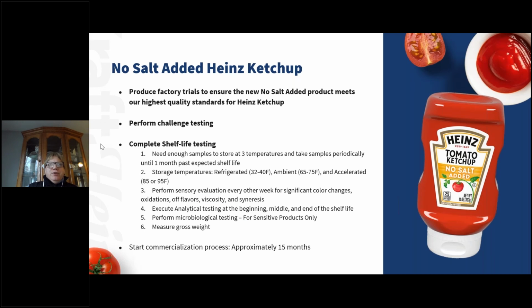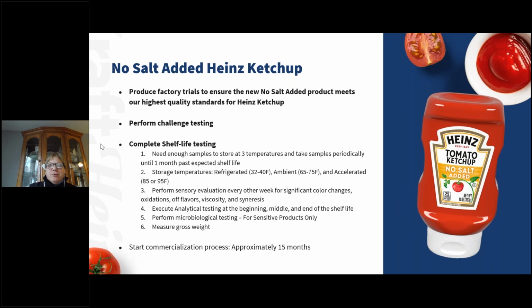So next, we go to the factory and produce factory trials to ensure the new no salt added product meets our highest quality standards for Heinz ketchup. Once we have those samples, we're able to perform our challenge testing. Then after that, we start our shelf life testing. First, we need enough samples to store at 3 temperatures and take samples periodically until 1 month past the expected shelf life. We utilize 3 different chambers. One is refrigerated, one is ambient between 65 and 75 degrees Fahrenheit, and we also use an accelerated temperature, which is between 85 and 95 degrees Fahrenheit.